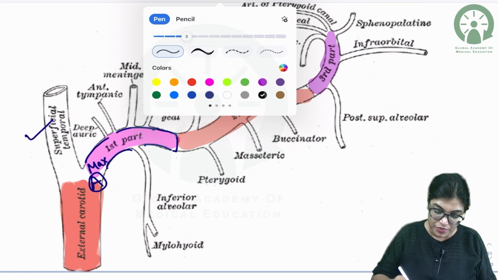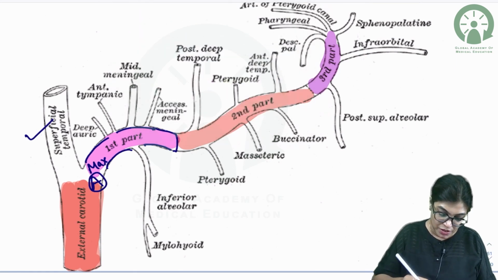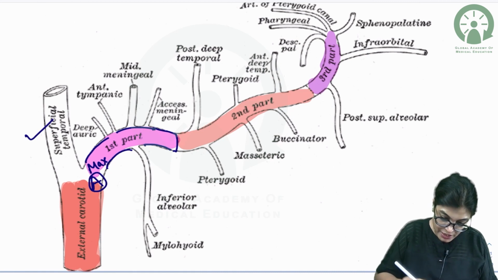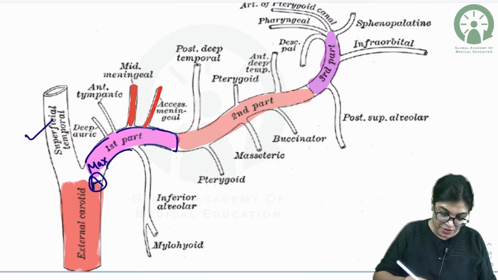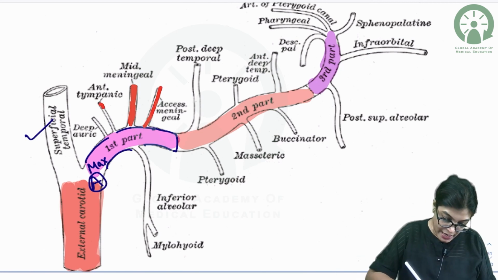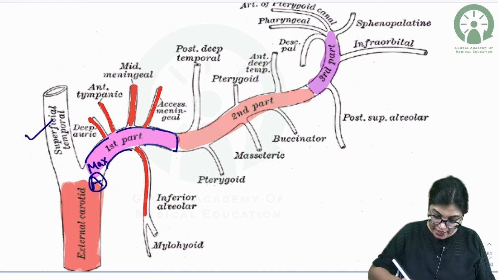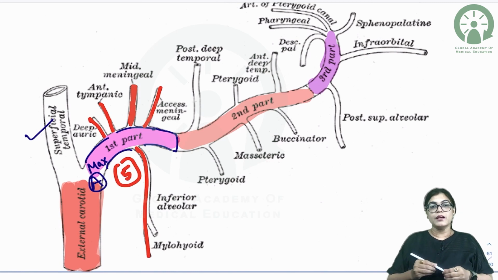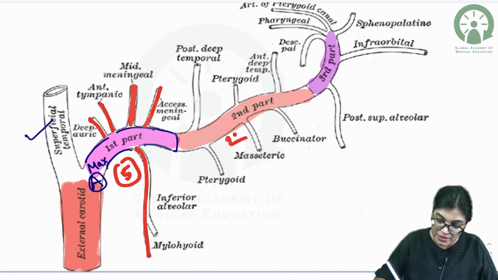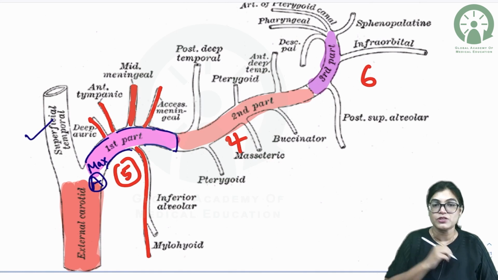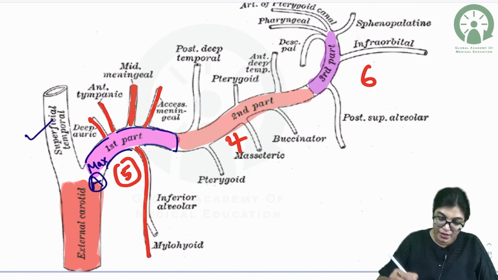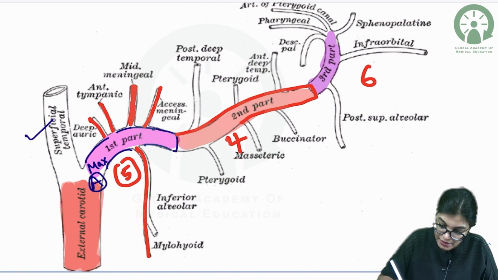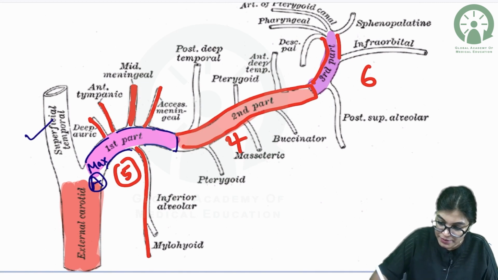Now, branches from the first part. There are 5 branches from the first part, and the branches are middle meningeal artery, accessory middle meningeal artery, anterior tympanic, deep auricular, and the inferior alveolar artery. So, 5 branches from the first part, 4 branches from the second part, and 6 branches from the third part.